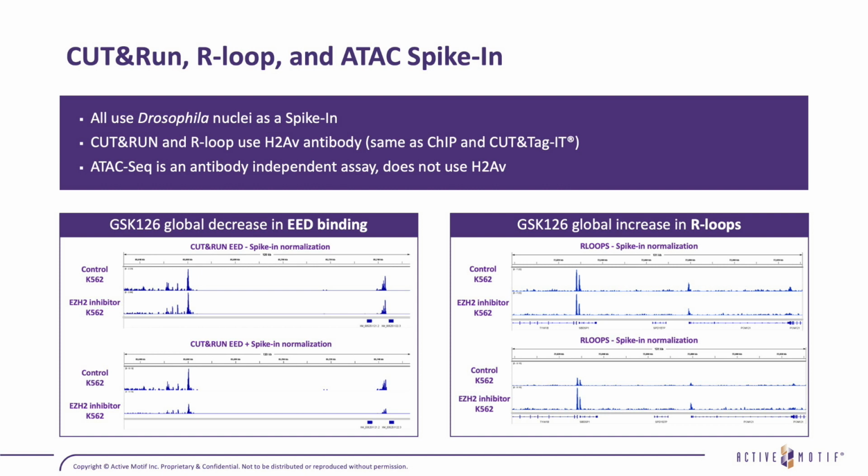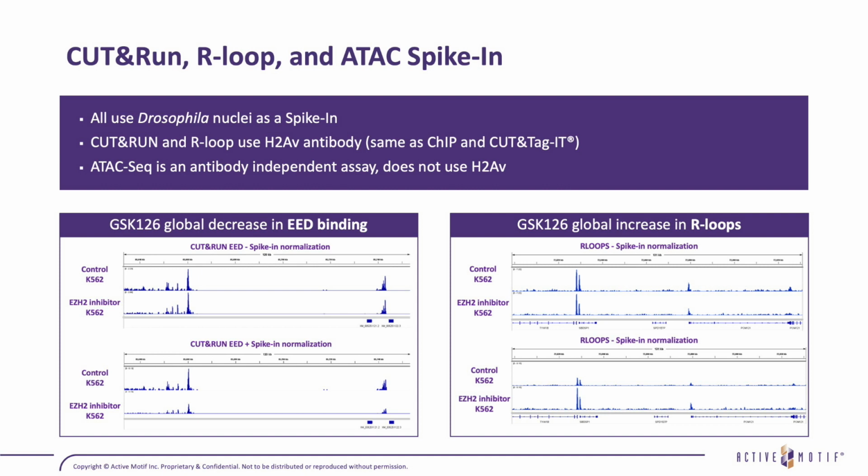It's essentially the same as a regular CUT&Tag, except you're swapping out the antibody. No one's really ever looked at R loops in the context of an EZH2 inhibitor, so it's really not known what would happen. We theorized that with EZH2 inhibitor treatment, you get less heterochromatin, which means you should get more open chromatin and more transcription. So we might expect an increase in R loop signal.